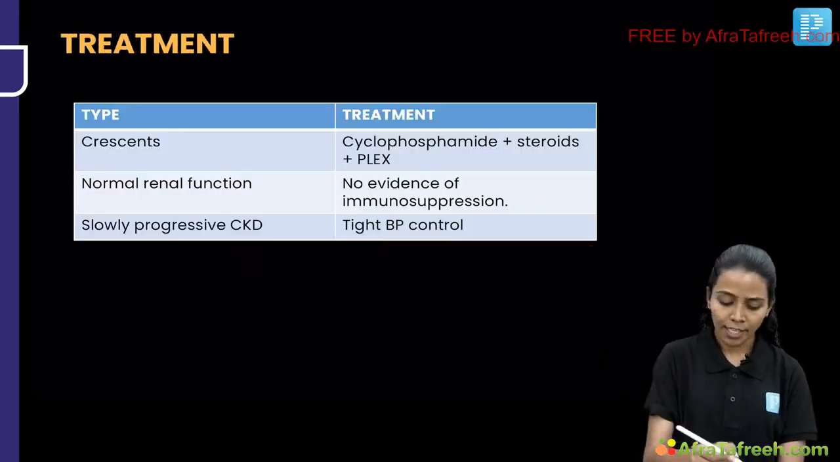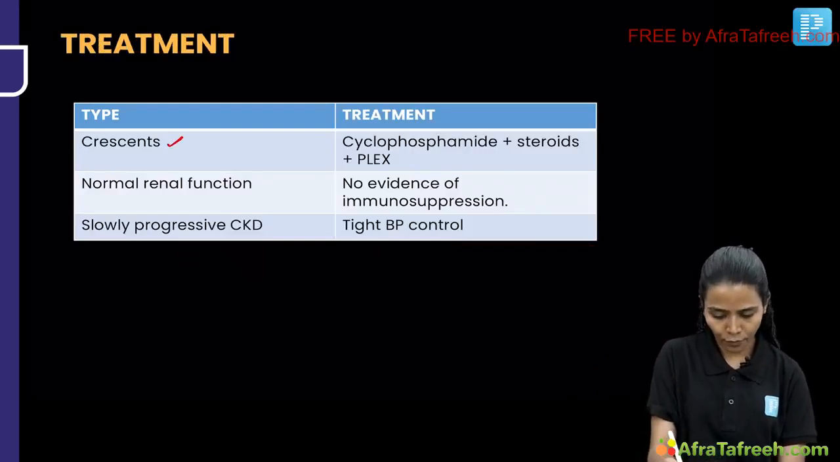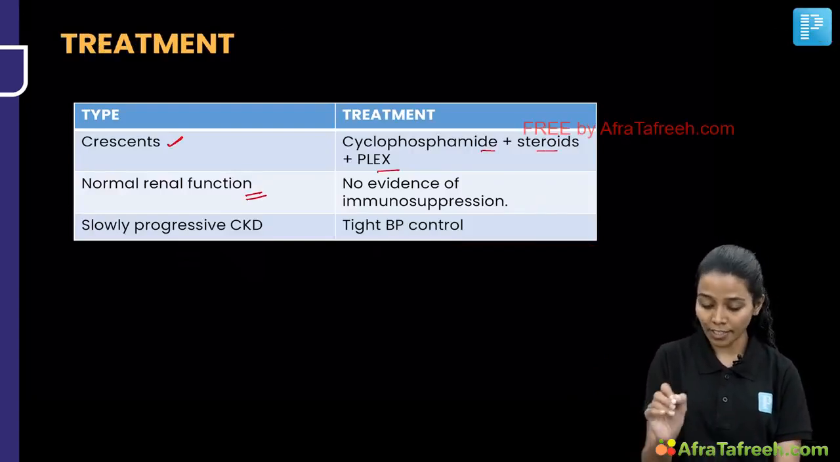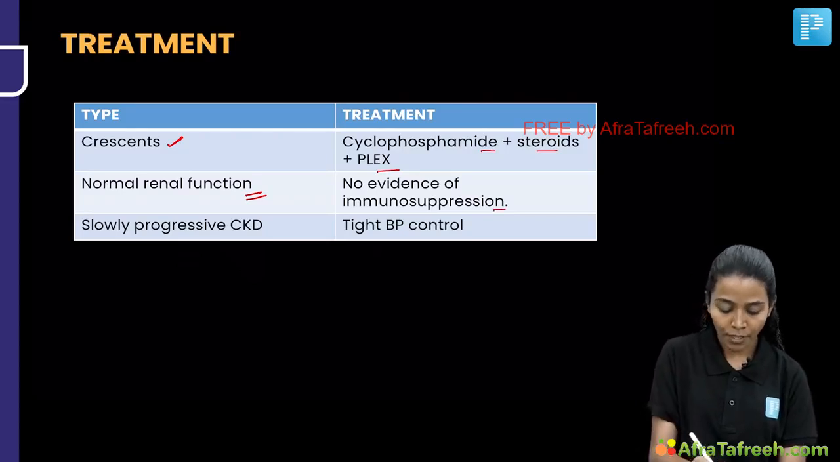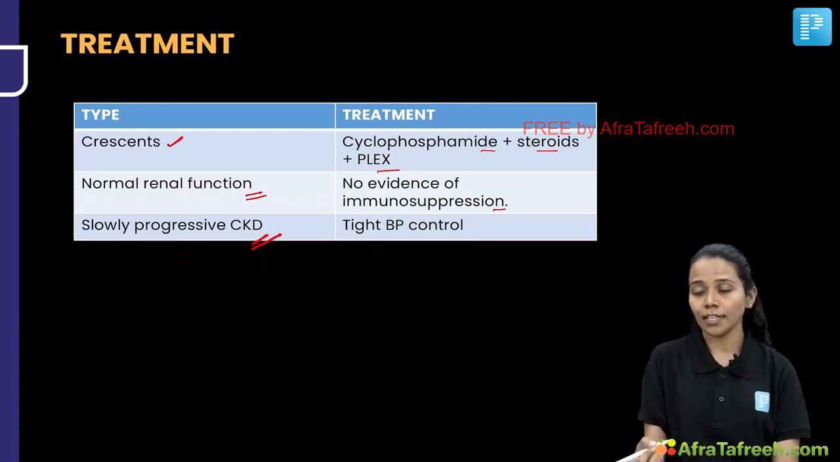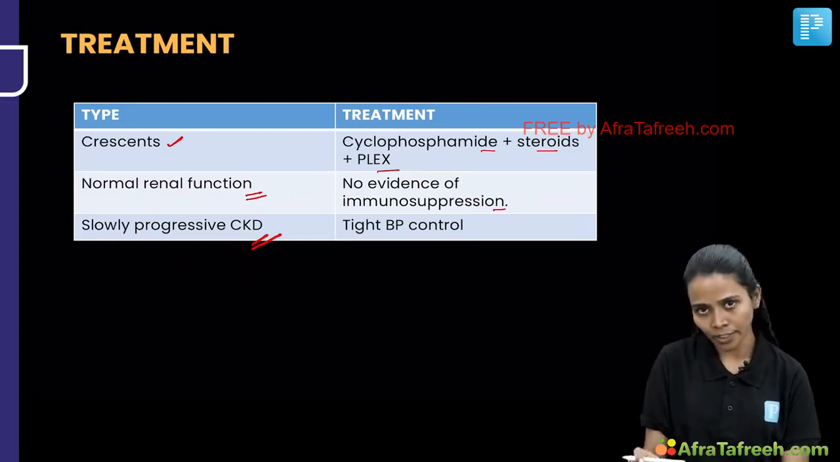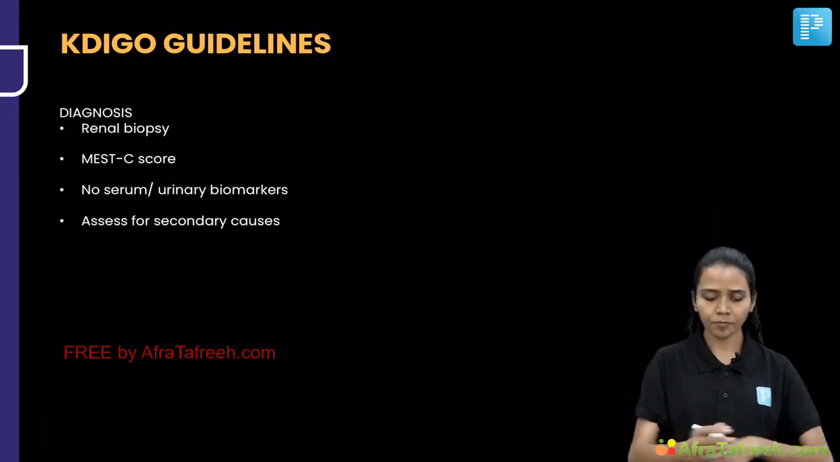Now, treatment is, if there are crescents, then again cyclophosphamide, steroid, plasmapheresis. If it's normal renal function, there is no evidence for immunosuppression. But if the patient is going into CKD, tight BP control is the only thing that is going to help.